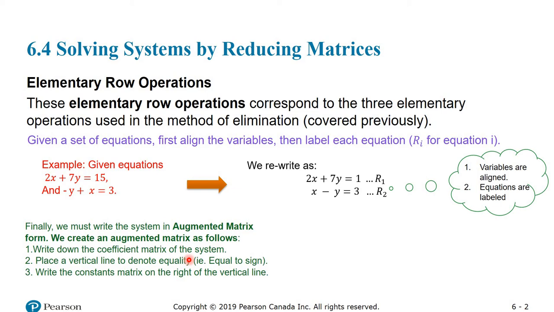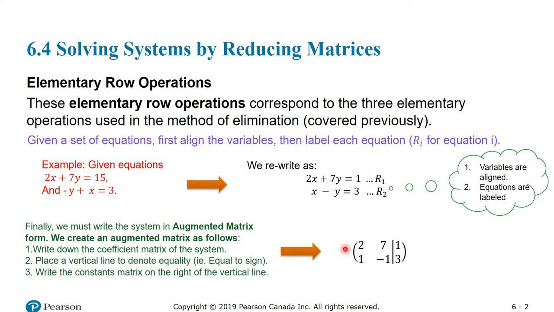So how do I write it in this form? The first thing you do is write down your coefficient matrix. And remember, I just recapped on what the coefficient matrix of the system is. Thereafter, you will place a vertical line to denote the equality, because here are the equal signs in there. And you will follow that by the constants matrix. Remember, the constants dealt with the constants on the right of the equality sign.